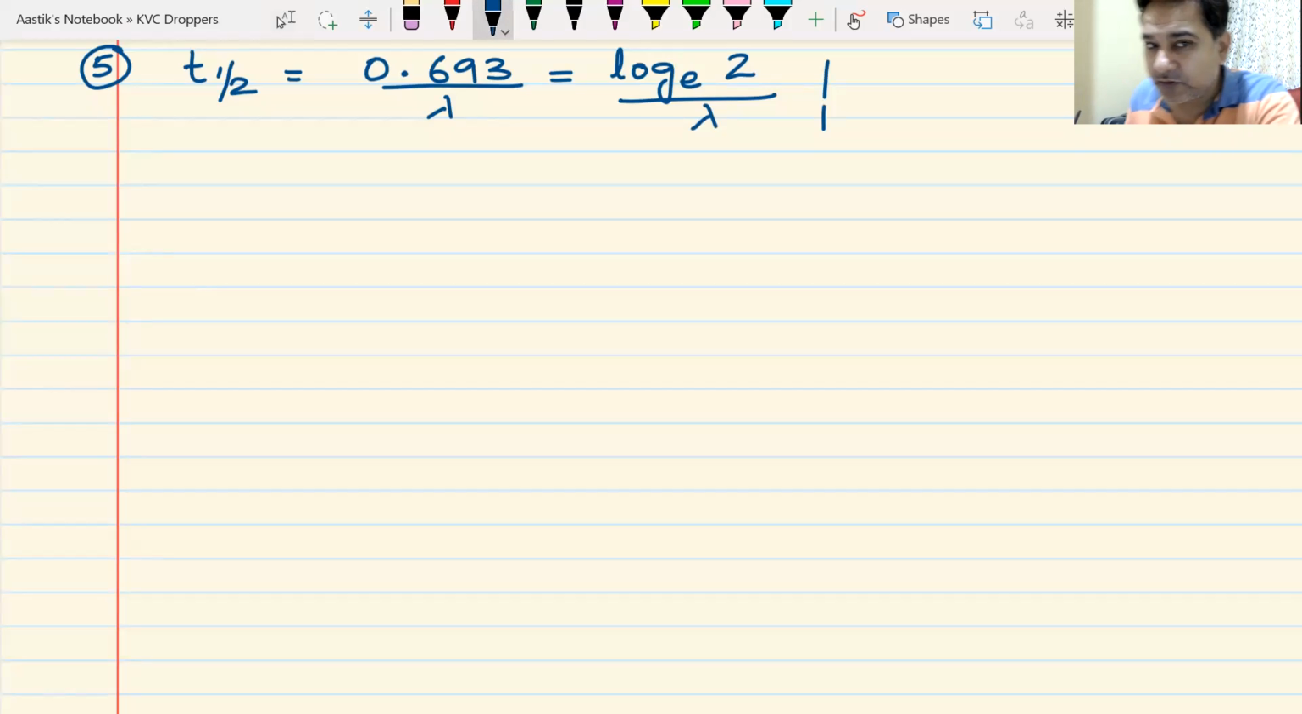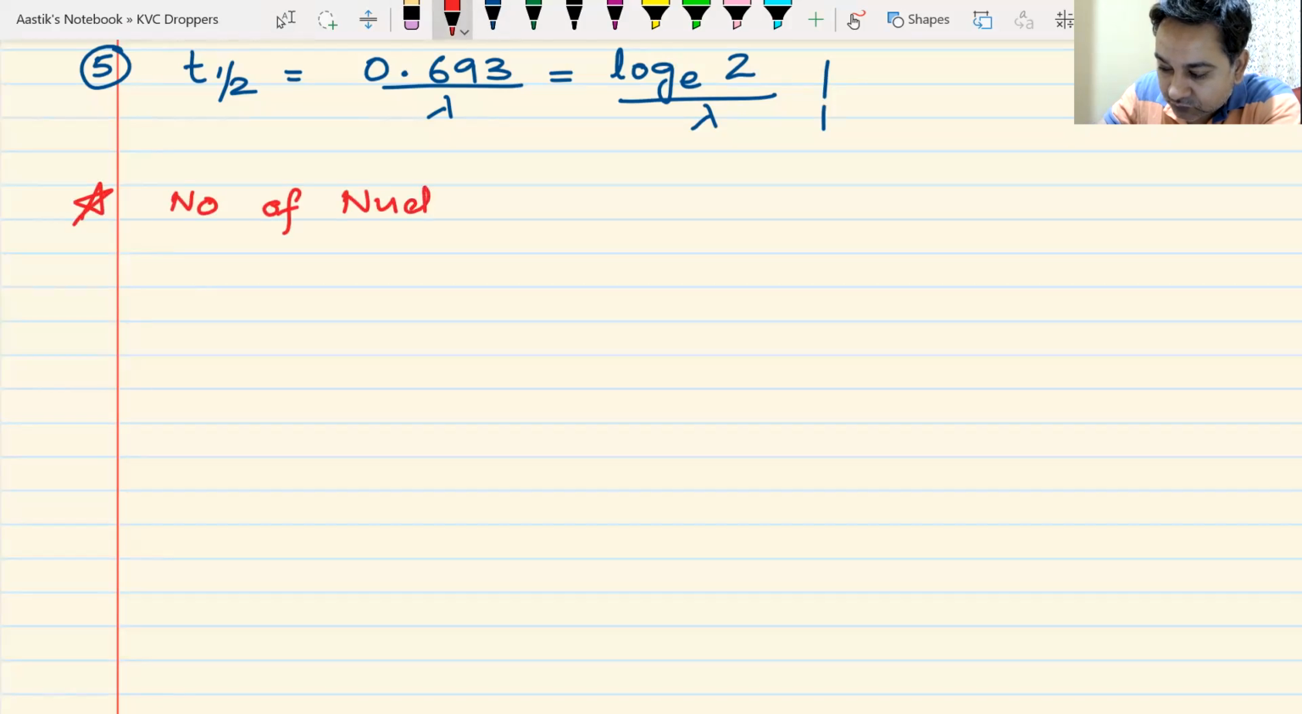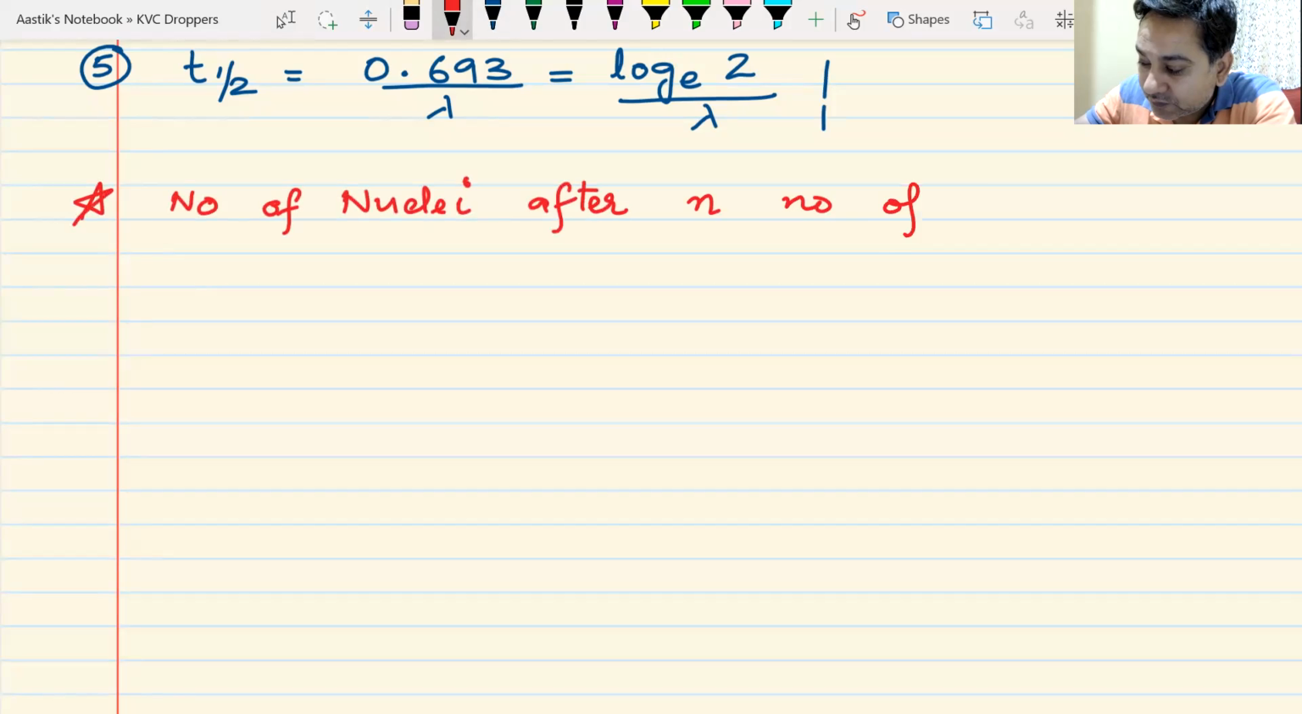I'll give you another formula, and that is why I have done this question. One more formula. This is not in your sheet. Number of nuclei after n, small n, number of half-lives.